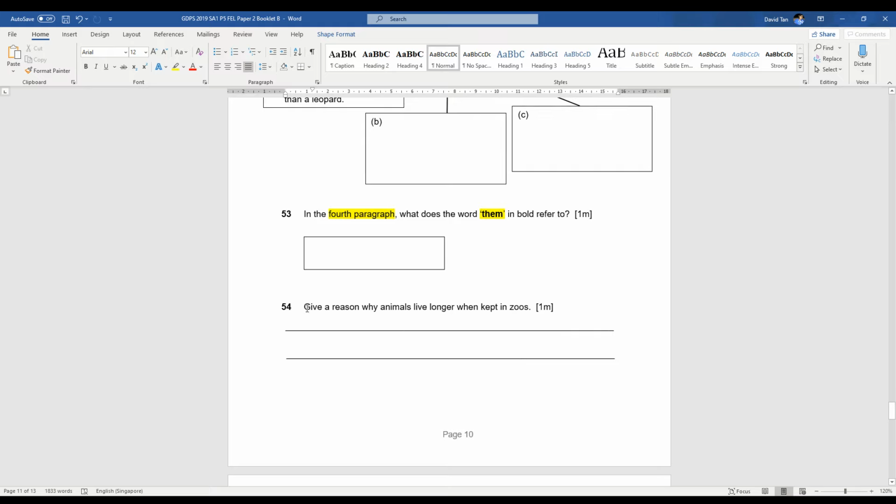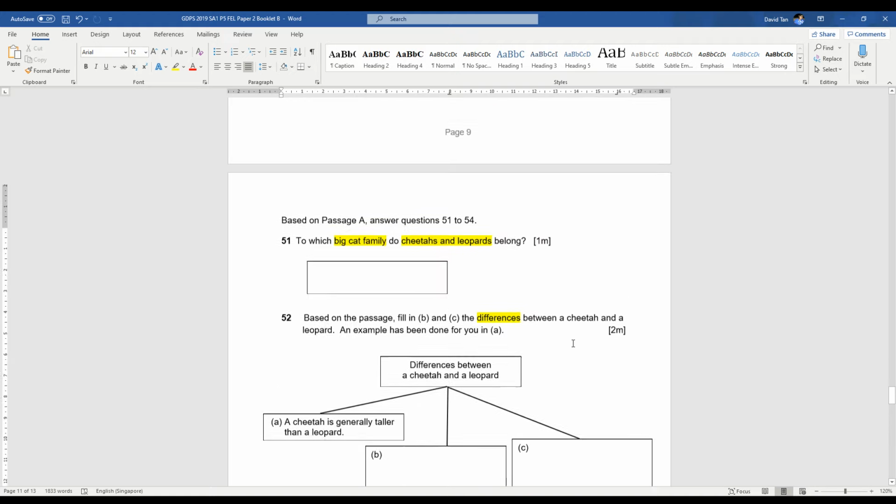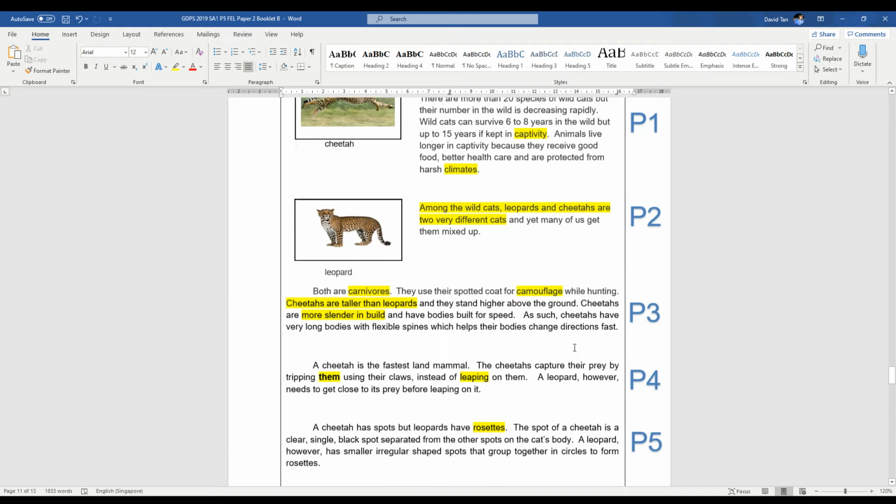Last question, 54. Give a reason, highlight the keywords, why animals live longer when kept in zoos. So that means that I have to find something about zoos, or in a passage, I need to find the word zoos and animals live longer. So let's go back to the passage and we try to find the keywords zoos.